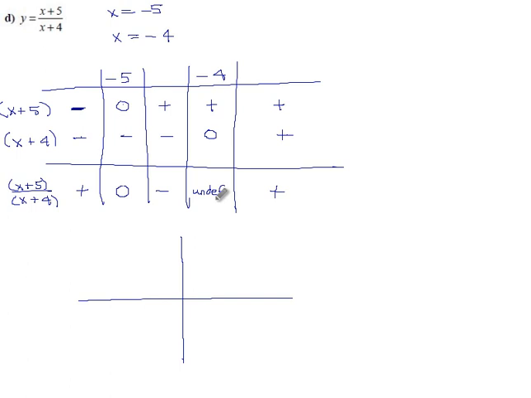Here, the undefined place, this is where we get a number divided by 0. That's a vertical asymptote. It's not a point discontinuity. It's not 0 over 0. It's number over 0. So vertical asymptote right there. And we know that our function has an x-intercept right at -5. So the point -5, 0 is included, guaranteed.